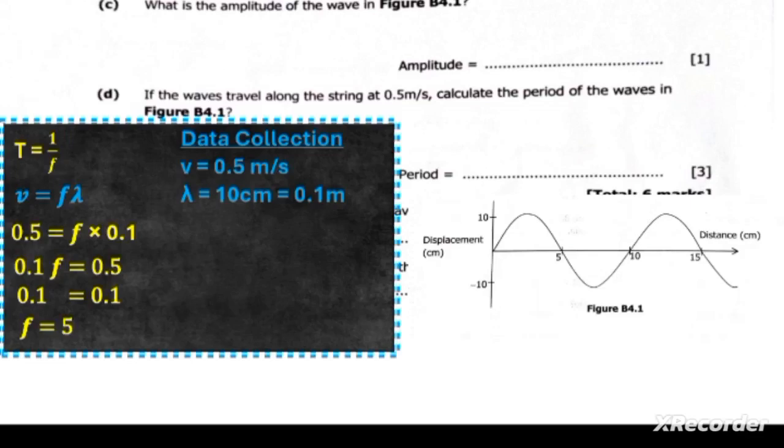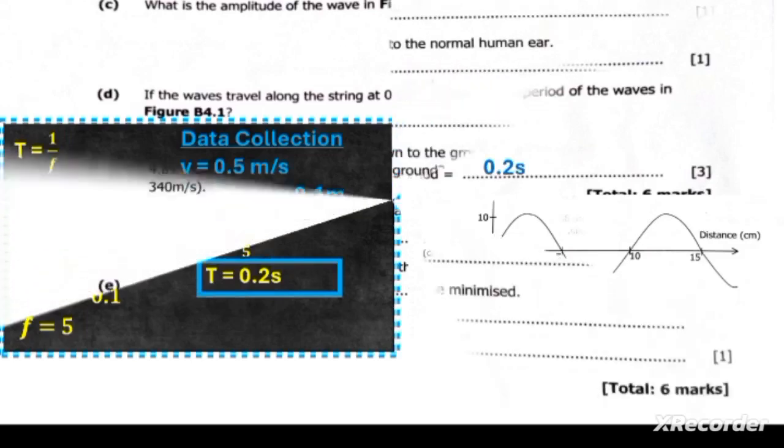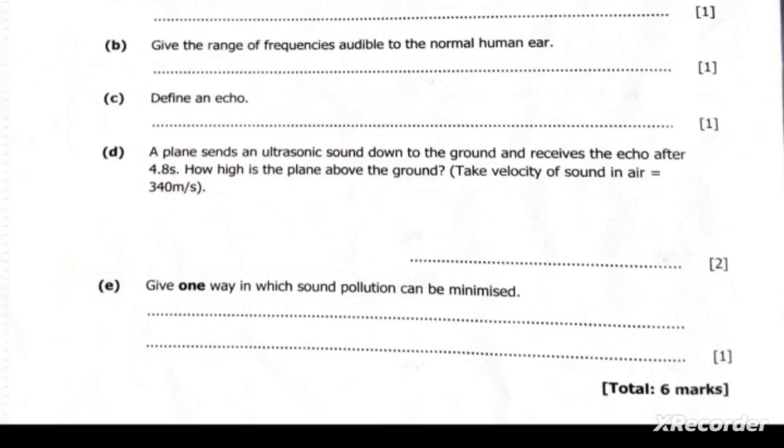Now let us find the period. So period is equal to 1 divided by 5. 1 divided by 5, we are going to get 0.2 seconds. So therefore, period is equal to 0.2 seconds.